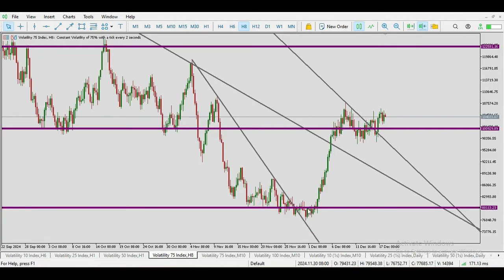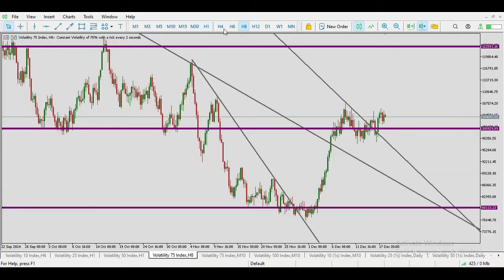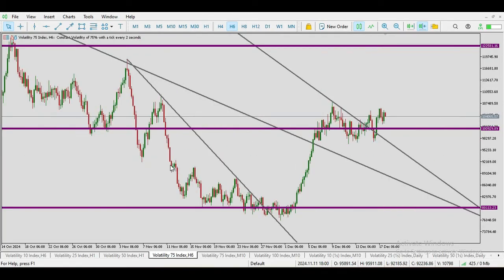Just breaks and it was just consolidating a little bit at this range before taking off upward, right? We also have another here, but let's keep moving. H6. You see exactly how I am taking this thing step by step, right?